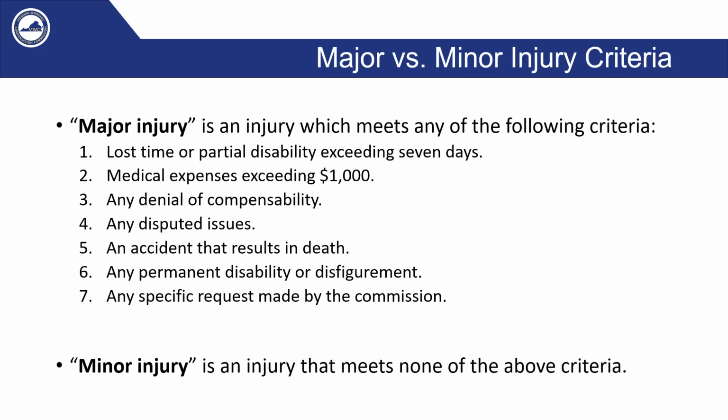Major claim versus minor claim. An injury is considered major when lost time or partial disability exceeds 7 days, medical expenses exceed $1,000, any denial of compensability, any disputed issues, an accident that results in death, any permanent disability or disfigurement, and any specific requests made by the Commission. A minor injury is an injury that meets none of the above criteria.